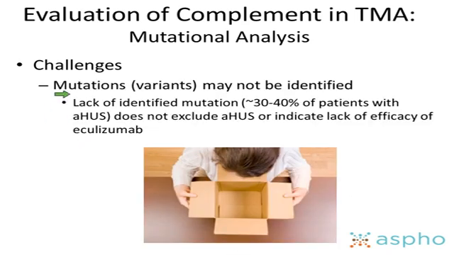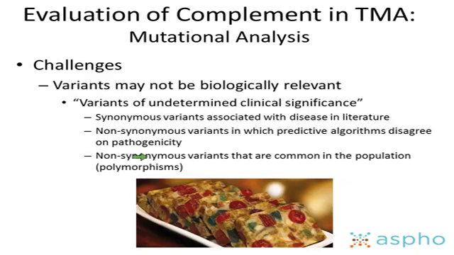Some additional challenges to genetic testing. One is that even though we go looking for it, we don't find it, in that mutations may not be identified in 30 to 40% of patients with atypical HUS. So the lack of a mutation does not exclude atypical HUS or indicate a lack of efficacy of Eculizumab. Similarly, we may get an answer that we're not really sure what to do with, like fruitcake at the holidays.